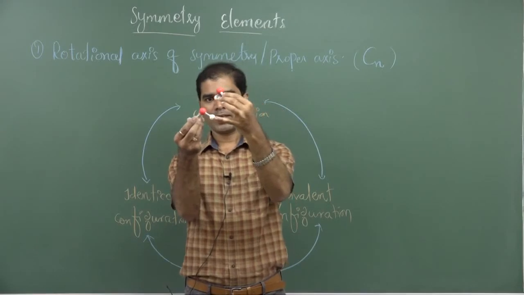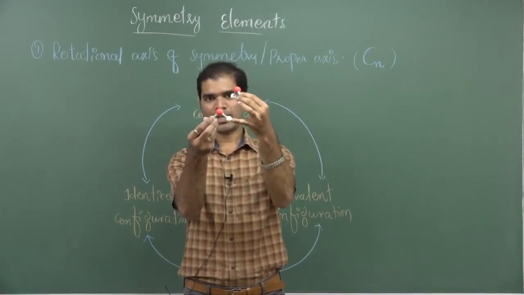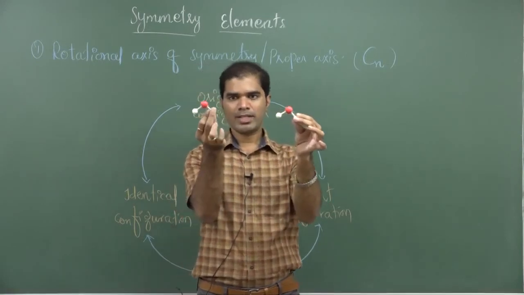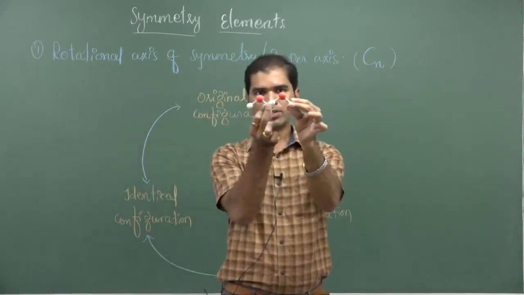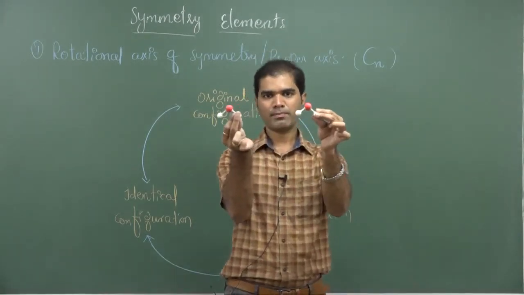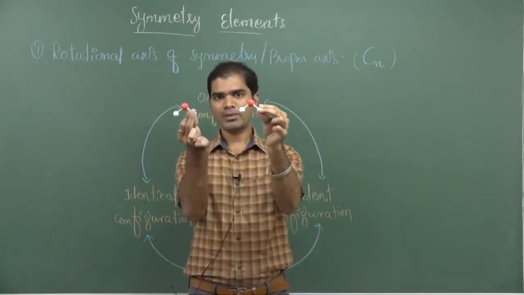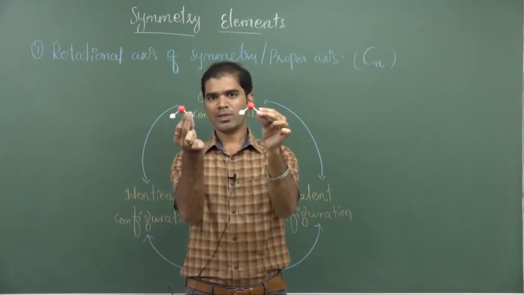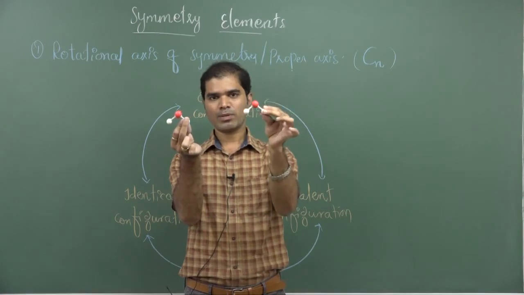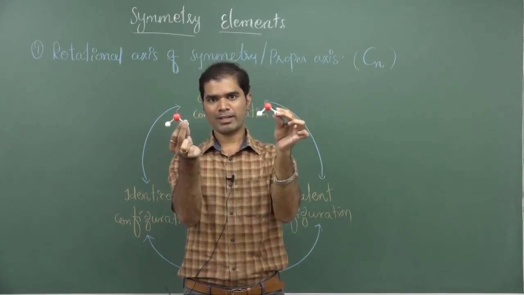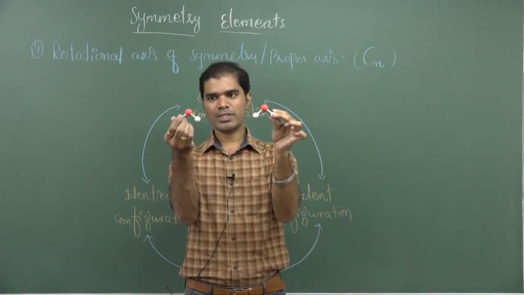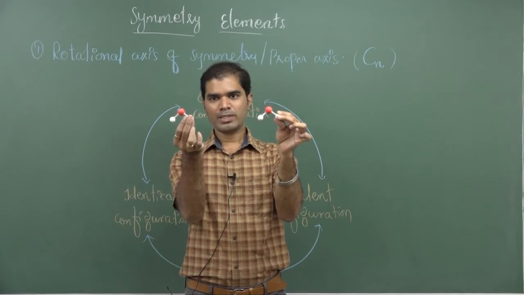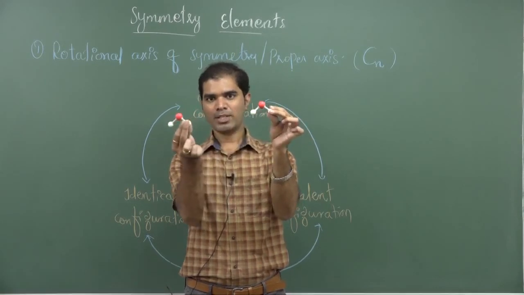So once I have done a 180 degree rotation, H1 which was towards your right hand side has moved towards your left hand side. Now once it has reached 180 degree angle, it is just looking like the original one, right? But is it the original configuration? Absolutely not. Original configuration is the one which I am holding in my left hand. This is another configuration which is just looking like the original configuration. Though it is just looking alike, it is not the same.